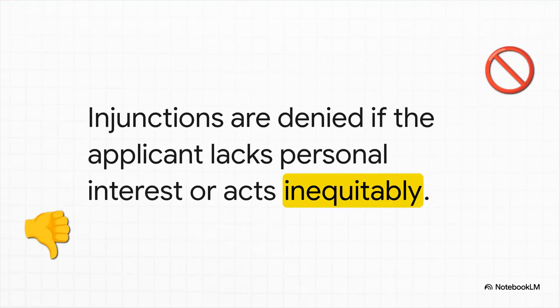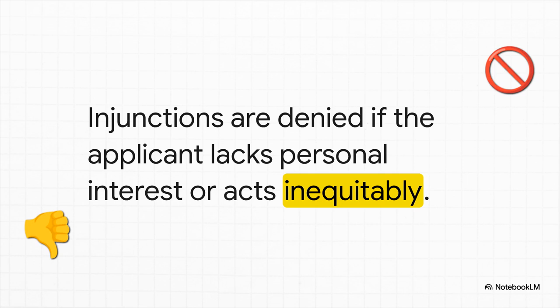Now we have to focus entirely on your behavior as the plaintiff. When you ask a court for an injunction, the court is actively judging your conduct. An injunction is flat out denied if the applicant has absolutely no personal interest in the matter. You can't just be a busybody trying to stop things that don't even affect you. But more importantly, it's denied if the applicant's own conduct has been inequitable.